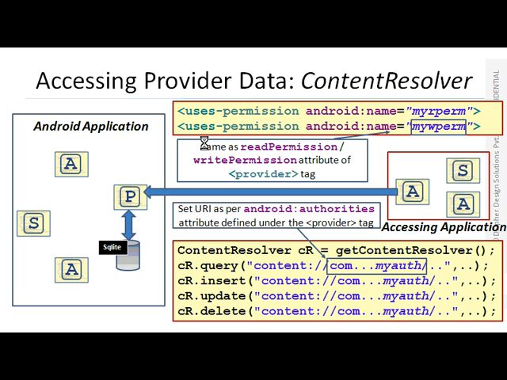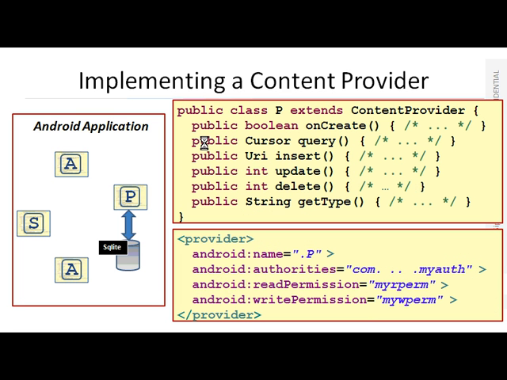As we know, the content resolver object will be used to get access to the database of the other application. That means it will implement the four basic operations: query, insert, update, and delete. This method implementation you have written in the content provider class of the application that is going to share its data, as we have seen in the last slide. See, here we have specified class P extends ContentProvider. These are the abstract methods, and they must be designed and developed by the developer.